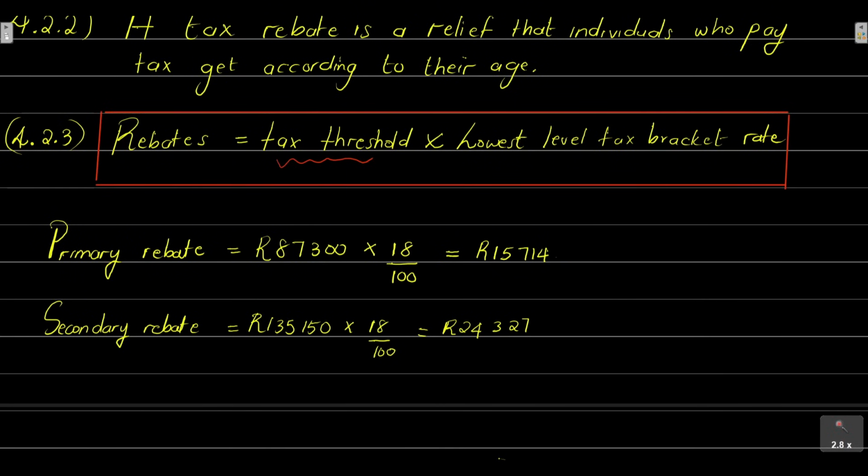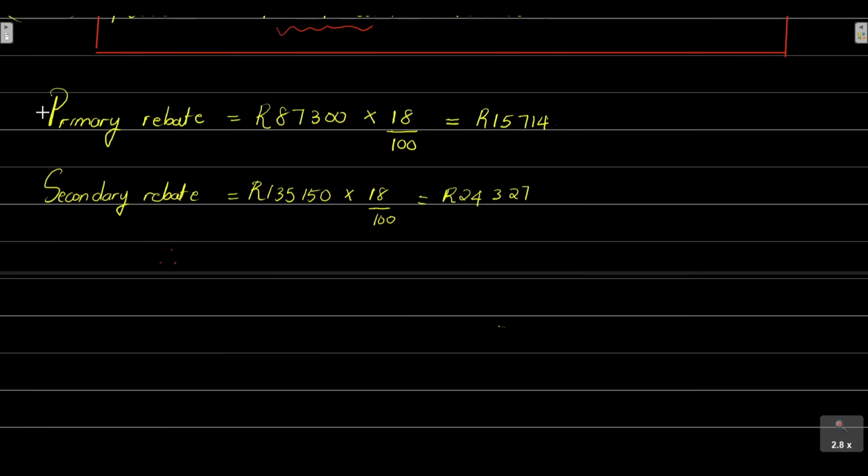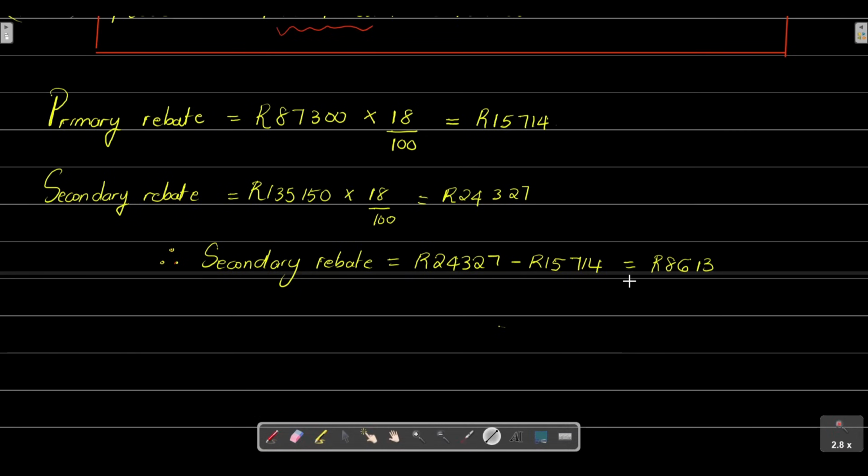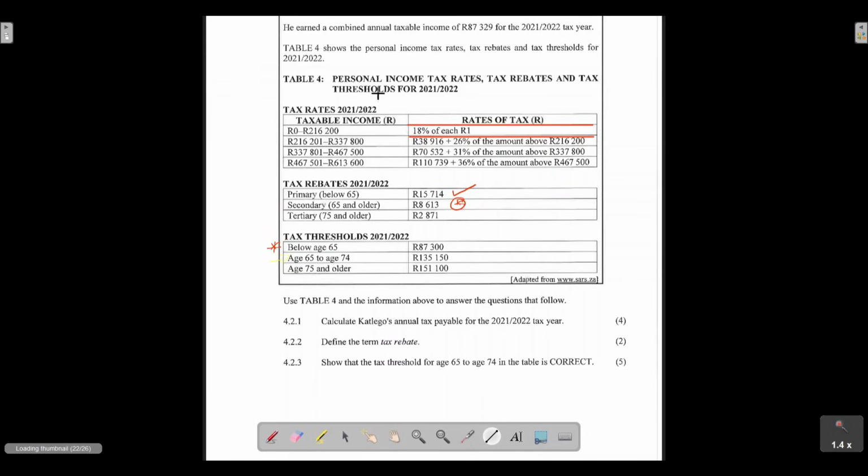So this 24,327, therefore, your secondary rebate will be equal to 24,327 minus the primary rebate of 15,714, which is equal to 8,613. So that is how they obtain your secondary rebate, which is the same value as the one we have here. How do they go about calculating your tertiary rebate?